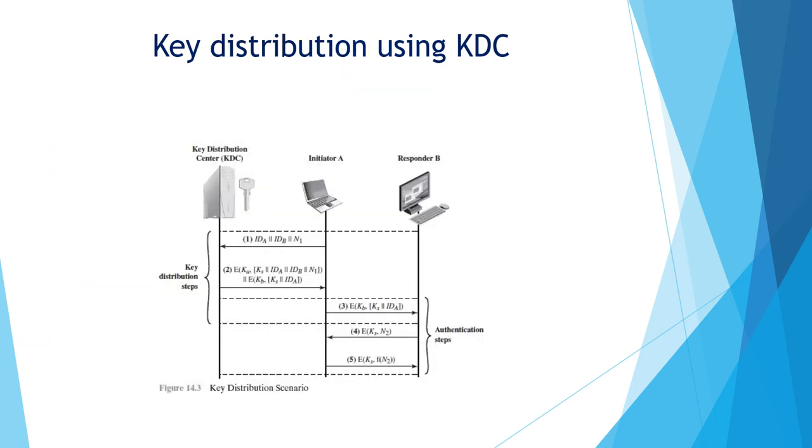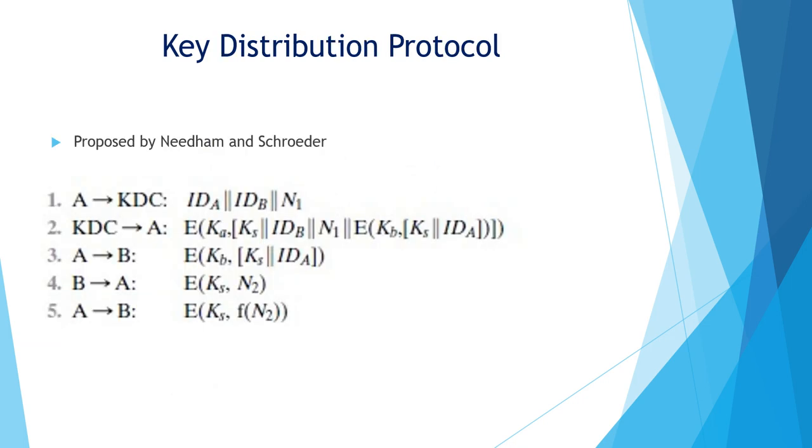So this is the diagram that will be explained in the protocol. This is the key distribution protocol proposed by Needham and Schroeder. According to them, the communication for key distribution takes place between node A and the KDC, then the KDC and A, then between A and B. A and B are the two communicating parties.